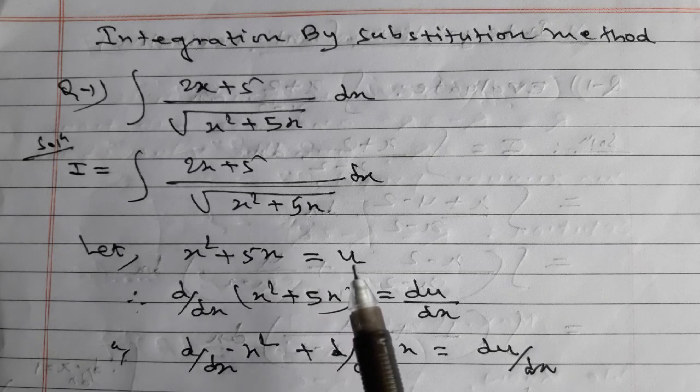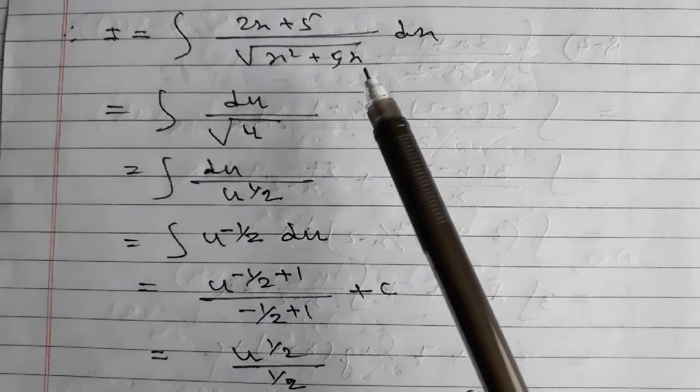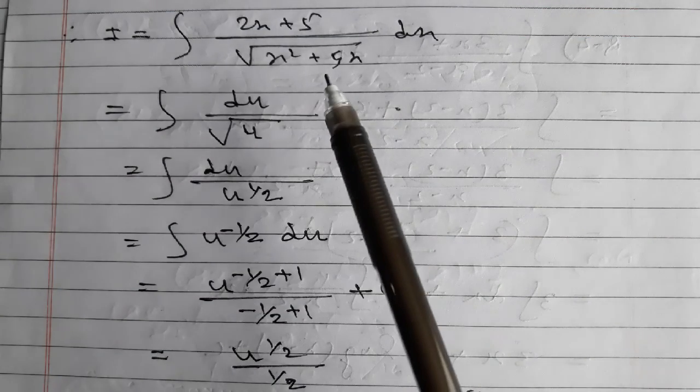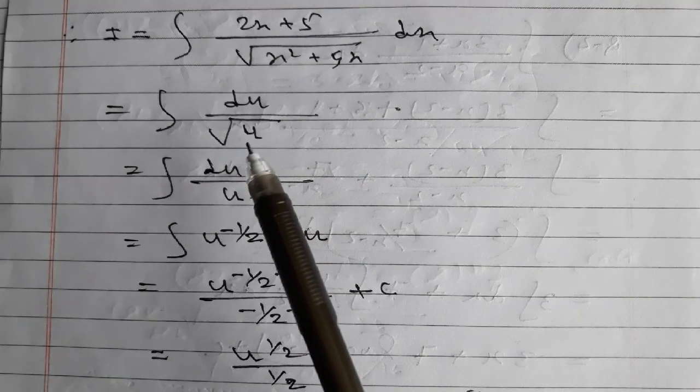So x squared plus 5x, that means the second function, we can replace by u. Replacing x squared plus 5x by u, because the second function x squared plus 5x we have supposed u, we get root, where the value of x squared plus 5x is u.